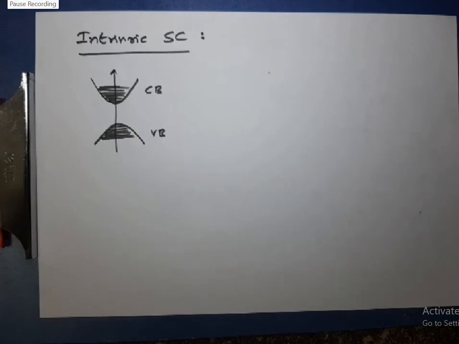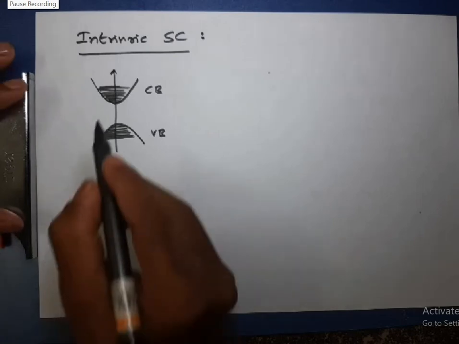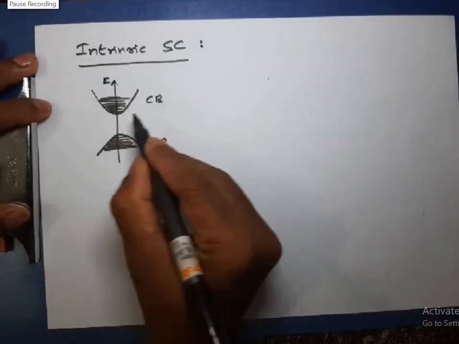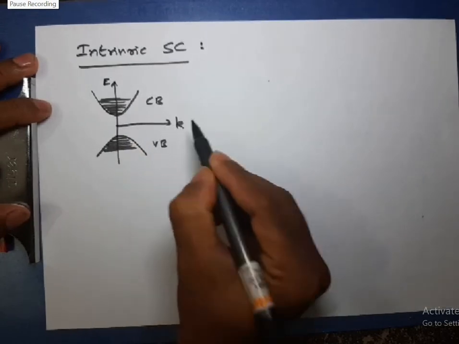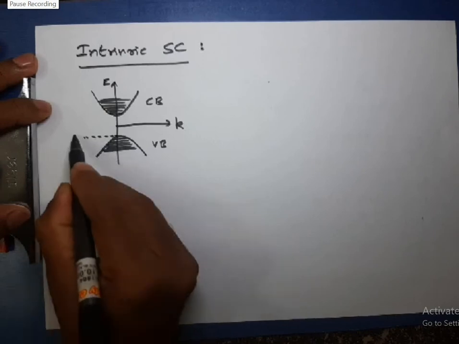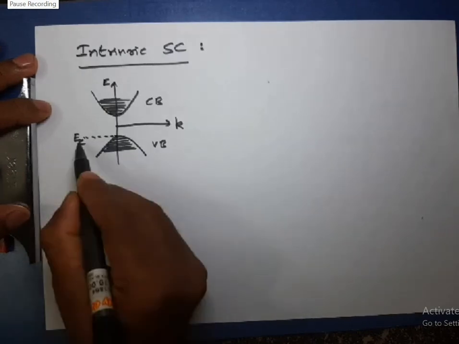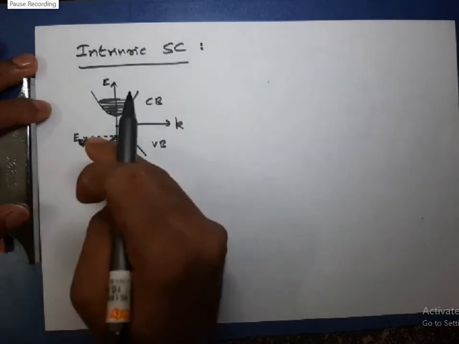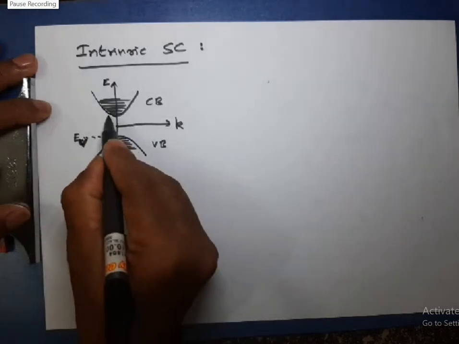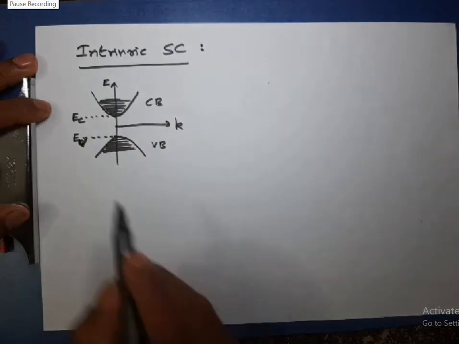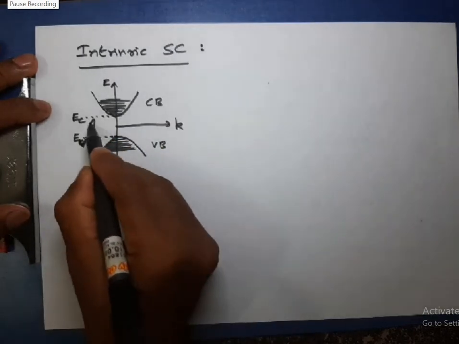Now, this is the top of the valence band. This is the energy axis and this is the K axis. The energy corresponding to the top of the valence band is represented as EV. And this energy corresponds to the bottom of the conduction band. I have told you this gap is what we call the band gap.